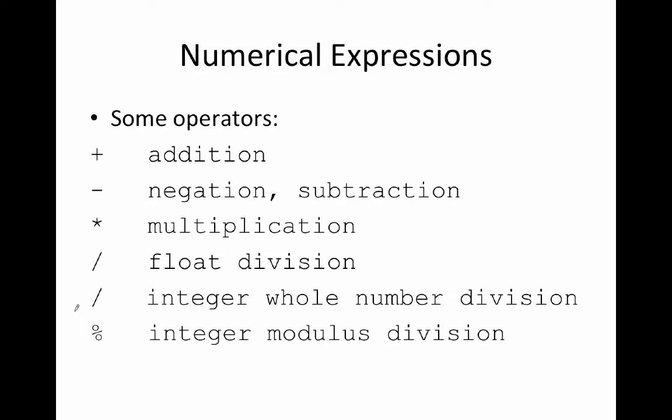So here are some operators that you can use in numerical expressions in C. We have the plus sign for addition. We have the dash for both negative numbers and subtraction. We have the asterisk or the star for multiplication. The slash is actually used in two different ways as division operators. It's the float division operator, and it's also the integer whole number division operator. And then we also have the percent sign, which is the integer modulus or remainder division operator.